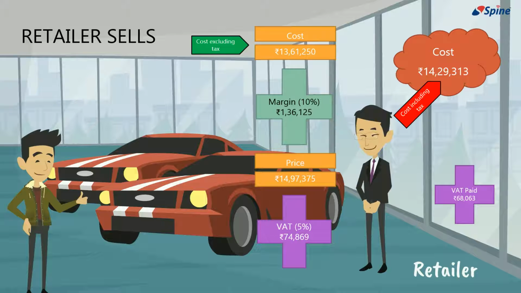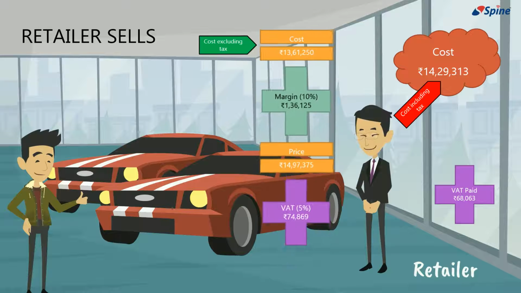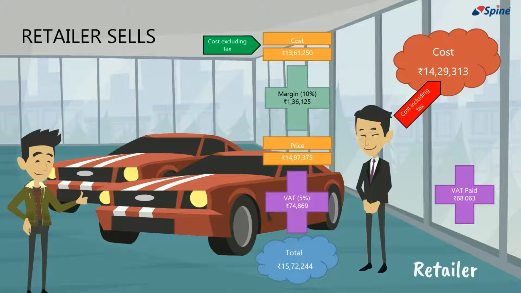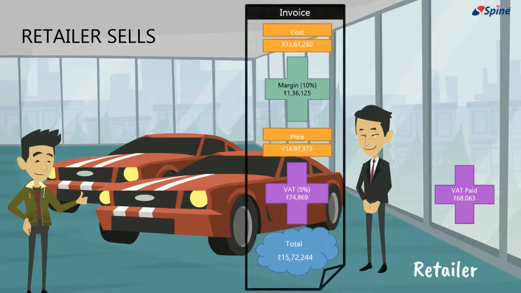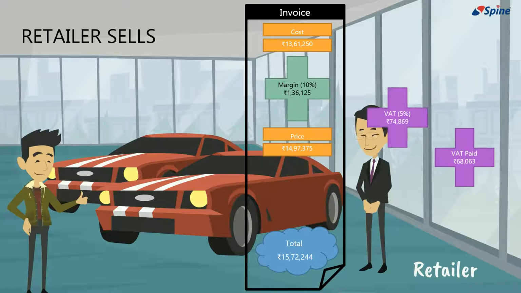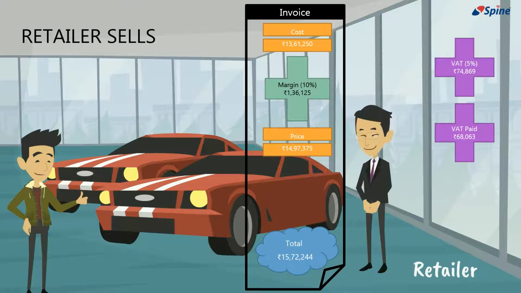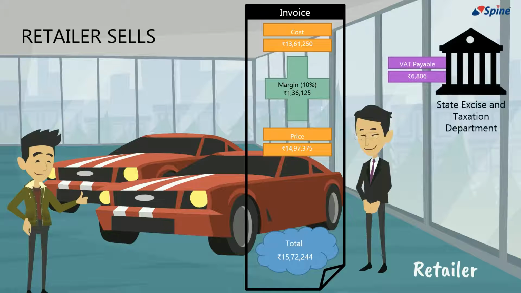So, he would charge VAT of 5%. This makes the selling price of Mustang ₹15,72,244. This is the value that the retailer will charge from the buyer. Again, as per the rules of VAT, you only have to pay the tax on value addition. So, the retailer would reduce the tax which he has already paid to the distributor. Hence, the tax that he has to finally pay to the state tax authority is ₹6,806 only.